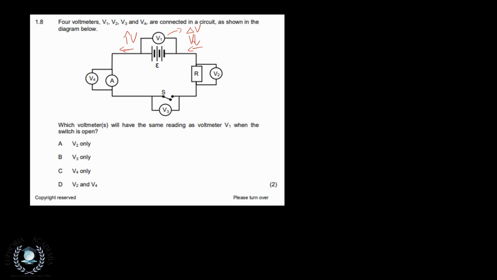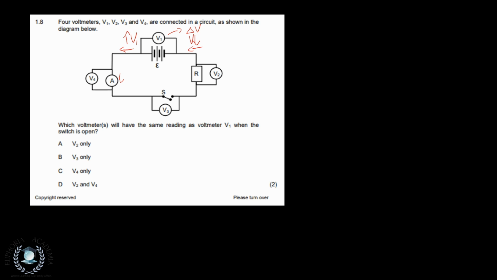Now, if you look at it, this V4 will actually measure the potential drop here. So it will measure this one, the high one coming from the battery side, and then the potential drop across this ammeter. So it will not have the same reading as V1. And then V3, well, something is happening with V3. It's measuring the potential across this whole circuit and then measuring it against this circuit.